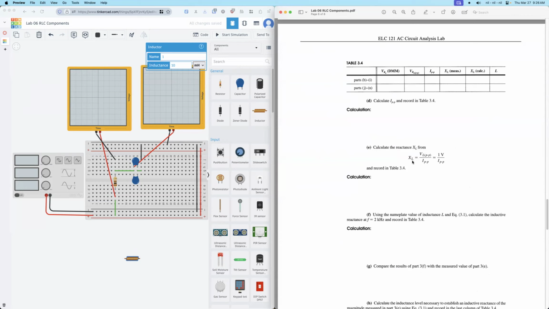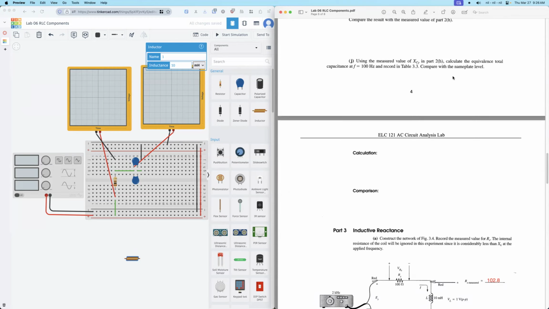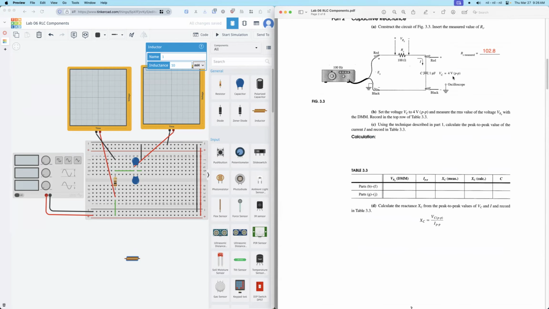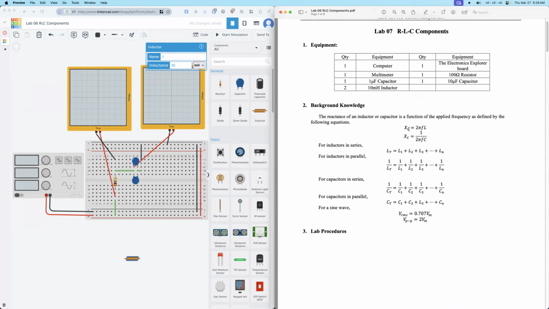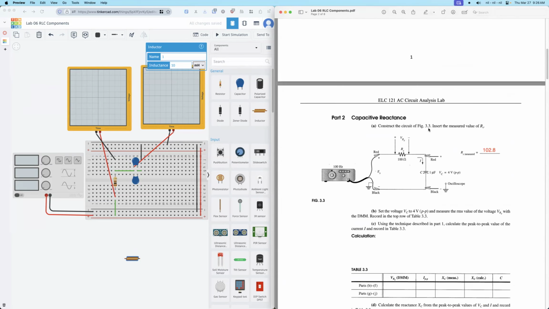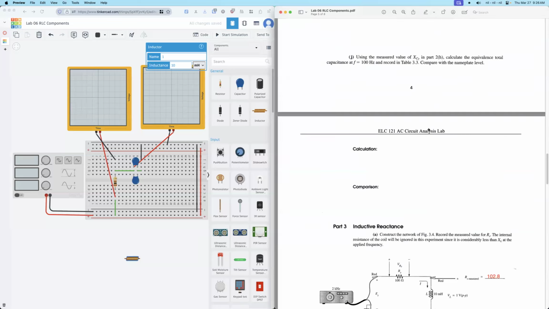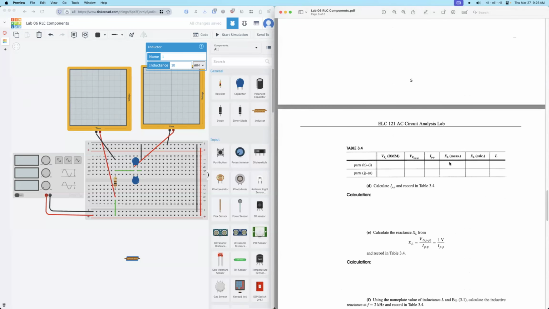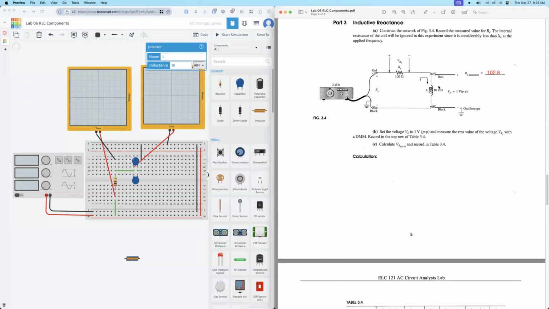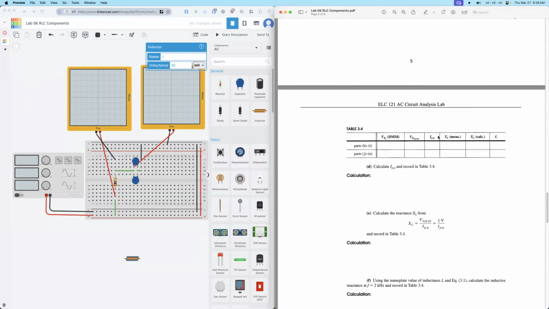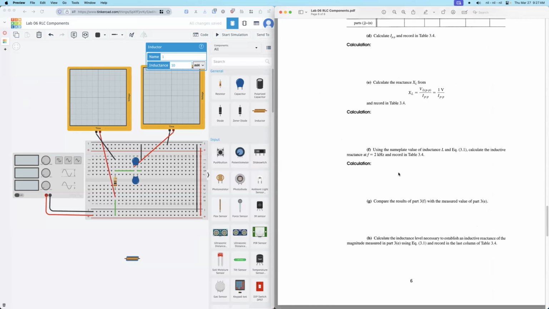The same process, get the current, then get the XL. This is the calculated value, then compare with the measured value. For the measured value, use the nominal value here, XL equals 2 pi FL. So this is the measured value. L, just use the 10 millihenry. Then finish this calculation.